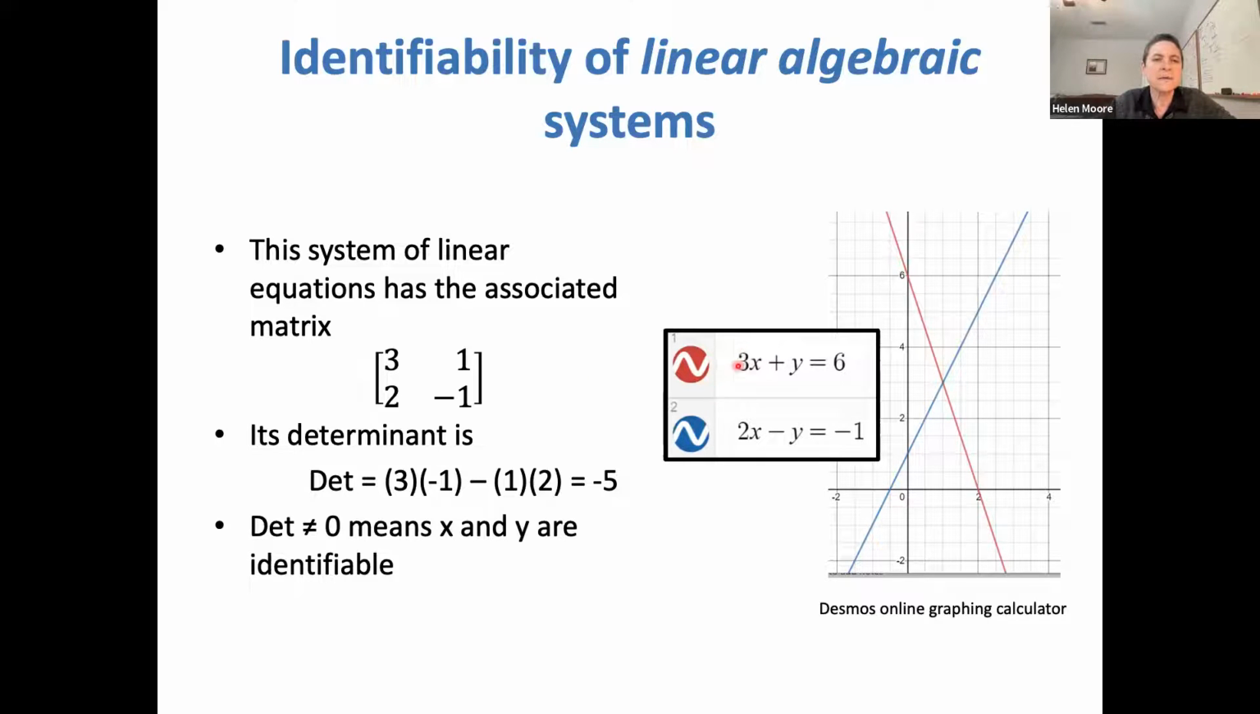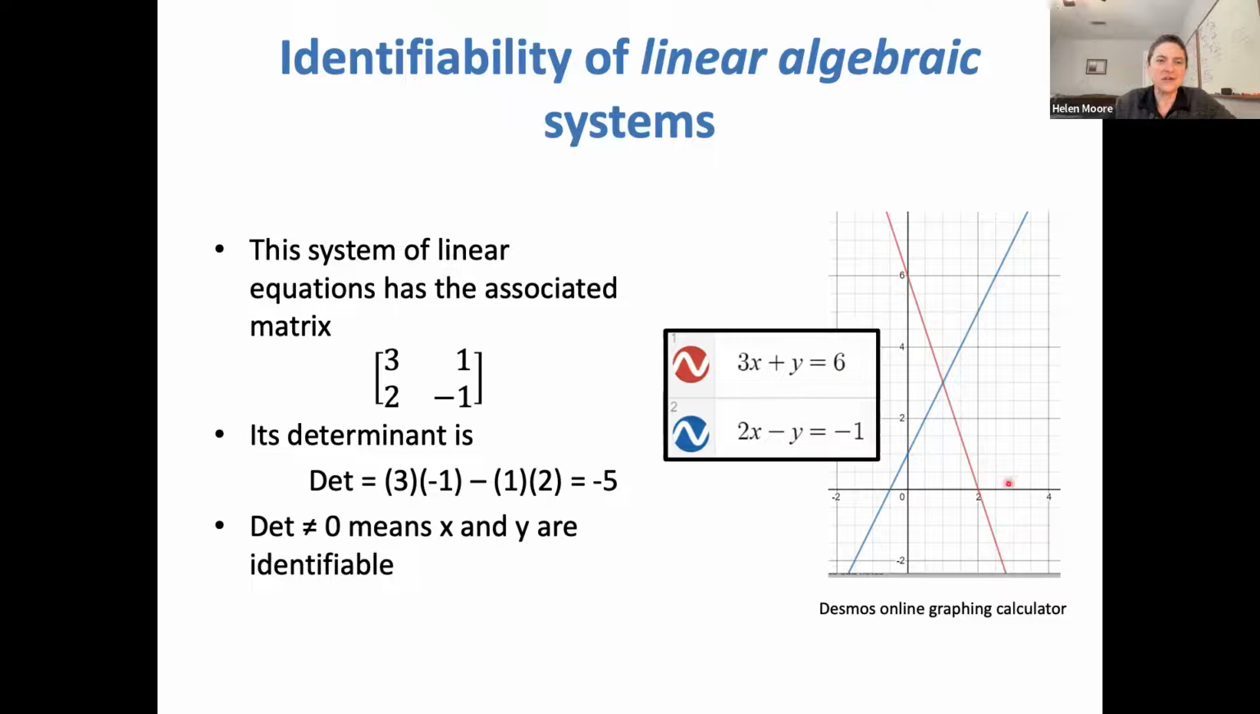So we have some time points, we've got some values, and we're trying to estimate the parameters. The X and Y here should represent unknown parameters. Other things should be known at this point. So then we want to know, with the data and the information that we have, can we identify these parameters? Can we actually find unique values for these parameters, the X and the Y? Well, in this linear algebraic system, all we have to do is take that associated matrix and compute the determinant. Here it's -5. So the fact that it's not 0 means that we can identify X and Y.